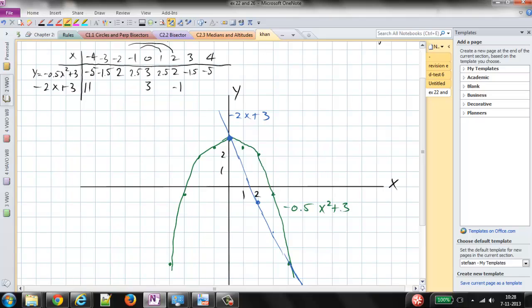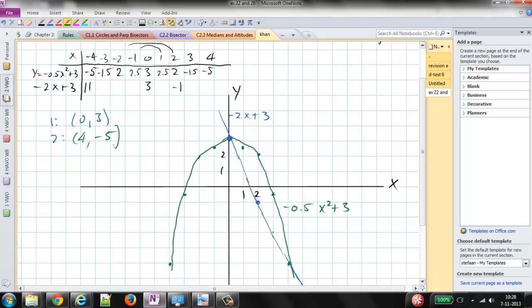And now it says the graphs have 2 points of intersection. Write down the coordinates of these 2 points. If you didn't do the graph correctly, the points of intersection are going to be difficult. This is going to be a difficult question. You have to really be careful. The first point of intersection is 0, 3. This is where they intersect. The second one is 4, minus 5.